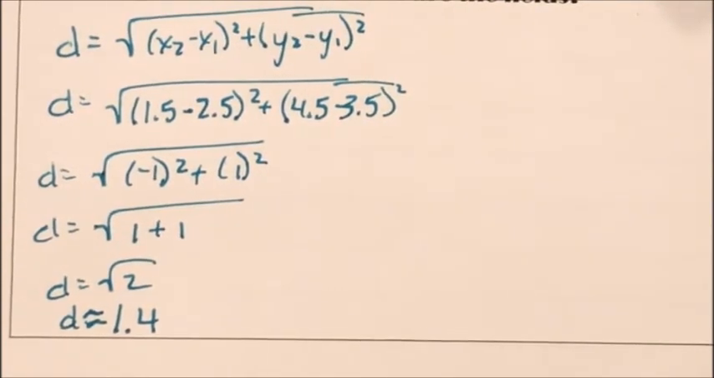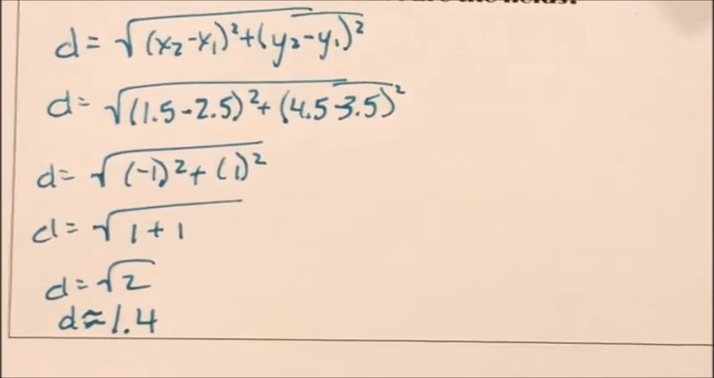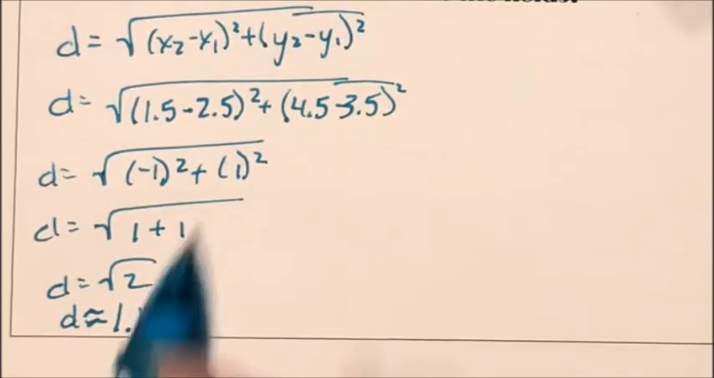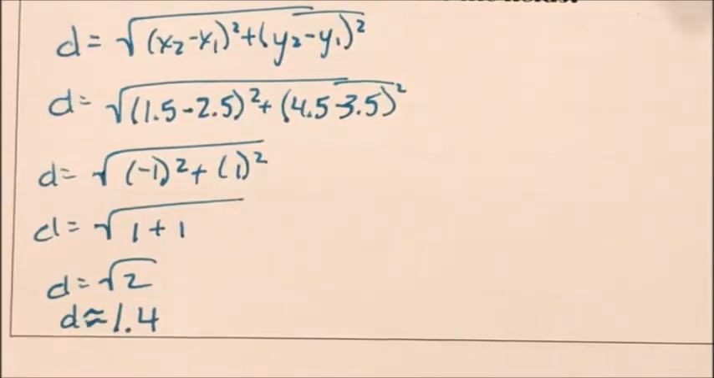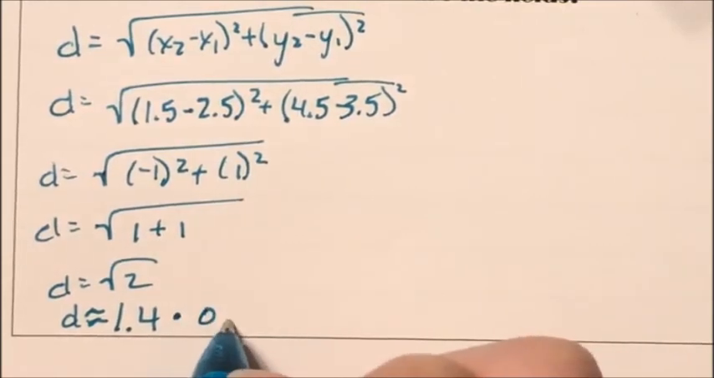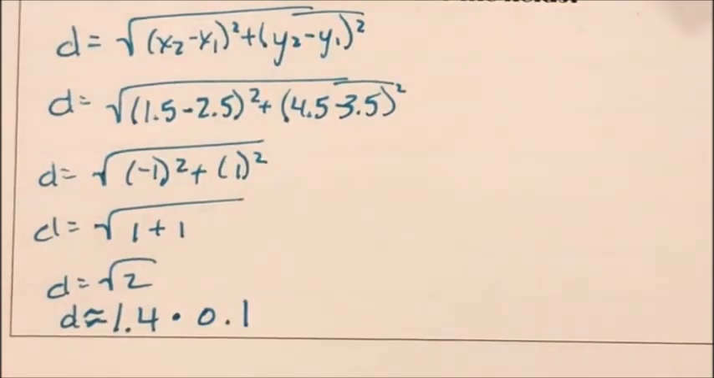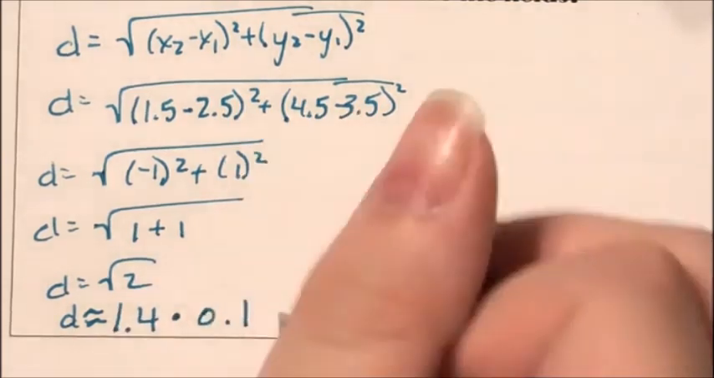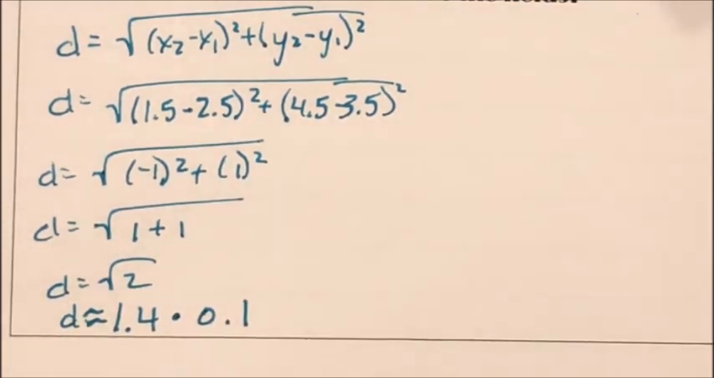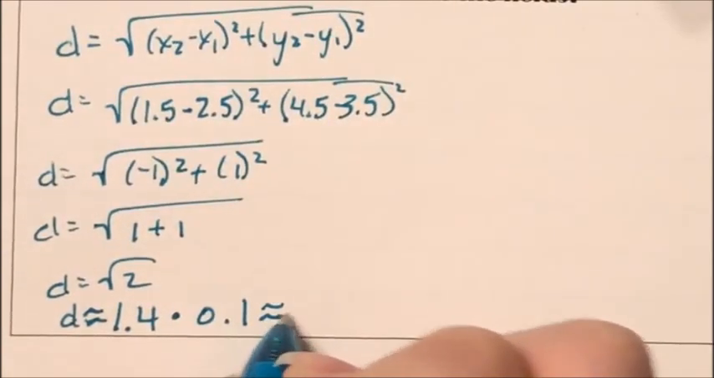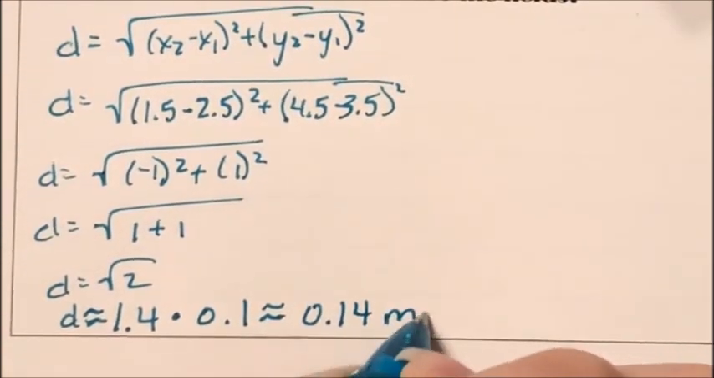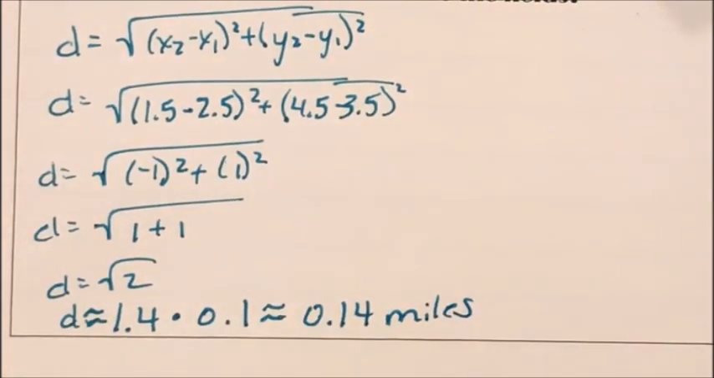Okay. But it said each map unit is 0.1 mile. About how far apart are the fields? So I'm going to take this distance, 1.4, because remember it's on a map, so it's a little bit smaller. And I'm going to multiply it by whatever the distance is, which in this case is 0.1. And when I do that, this gives me approximately 0.14 miles. So Cromwell and Doodle Field are about 0.14 miles apart. And that is the end of lesson 7.